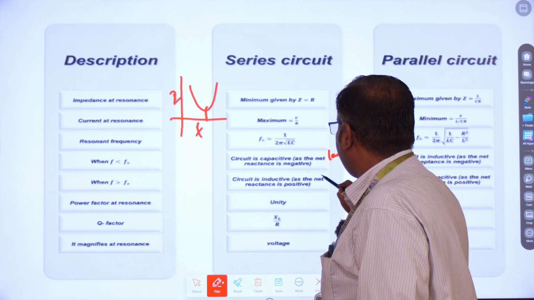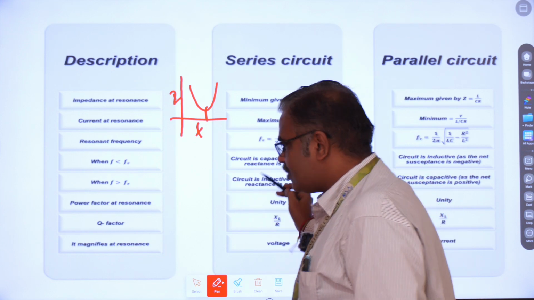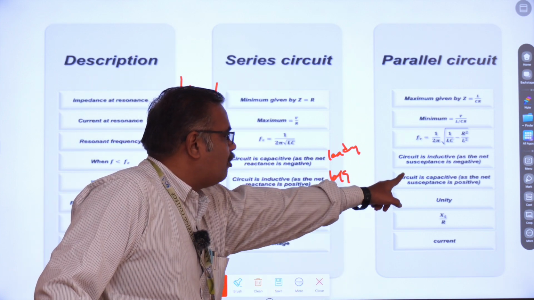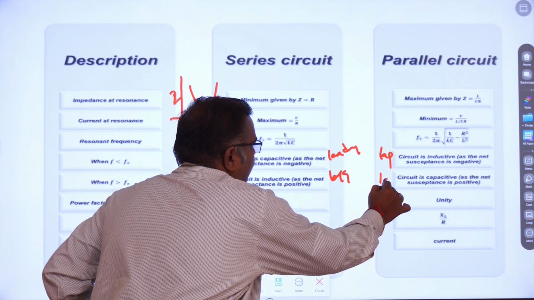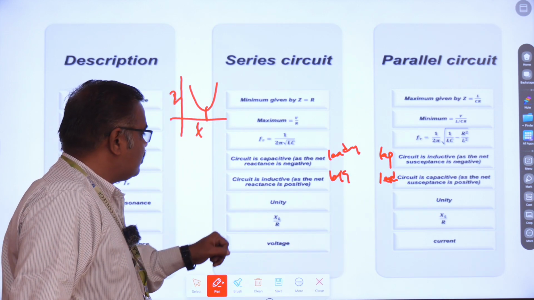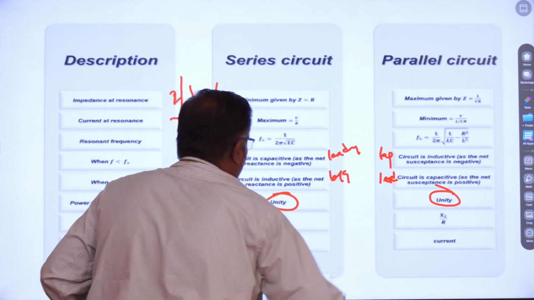Okay, in the case of capacitance, and in the case of inductance, it will be lagging power factor. Just opposite to this. Here we'll have lagging power factor, here we'll have leading power factor. So here this is your lagging power factor, and here it is leading power factor. And when your circuit is under resonance, the power factor will be unity in both cases.